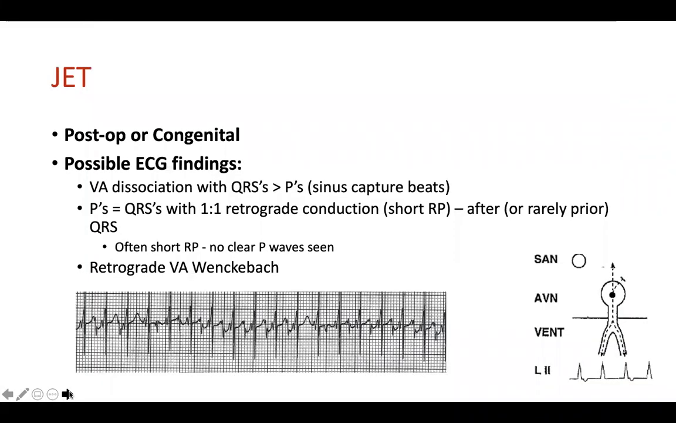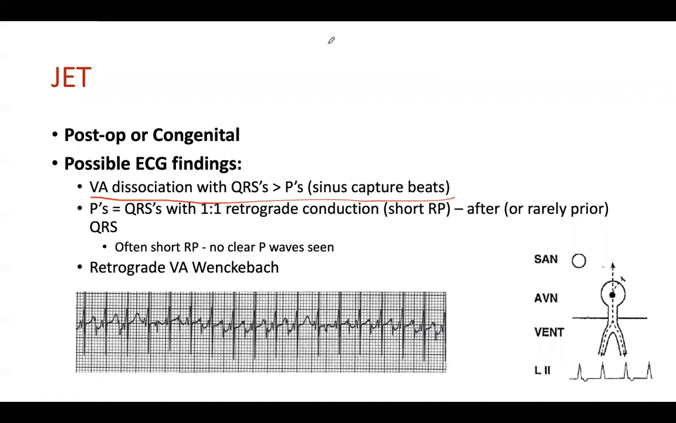So when you have jet, it could be post-op or congenital. The ECG findings: you will have VA dissociation with sinus capture beats. But you might have one-to-one retrograde P waves. Your AV node is going fast, but it engages the atria retrograde, so it's like an SVT. You'll get one-to-one conduction with a short RP.